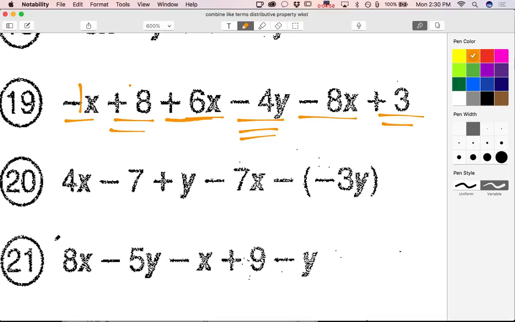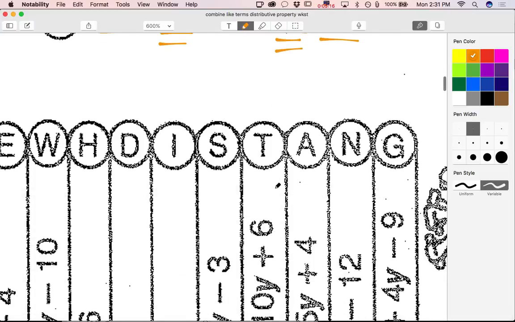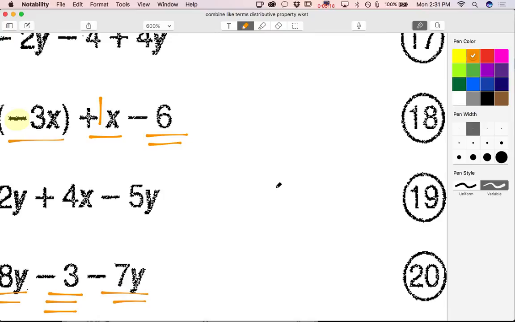21, our last one. 8x. Anything with 8x? Yep, negative 1x. Negative 5y. Anything there? Yeah. And let's put a negative 1y. So these have 2, they're like terms, and 3 for 9. Okay, so now we have everything set up to where when we do the problem, it should be a lot quicker.